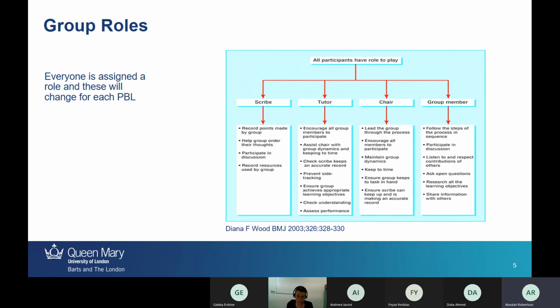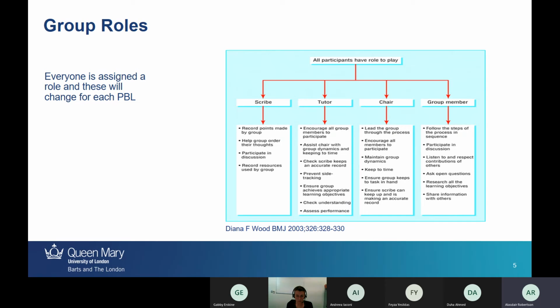And then everyone else will be a group member. So they will be following the steps of the process, participating in a discussion, listening to others, asking open questions, playing an active role in the group. So that's an overview of the roles.